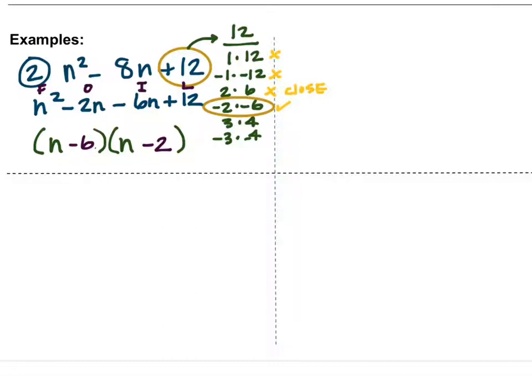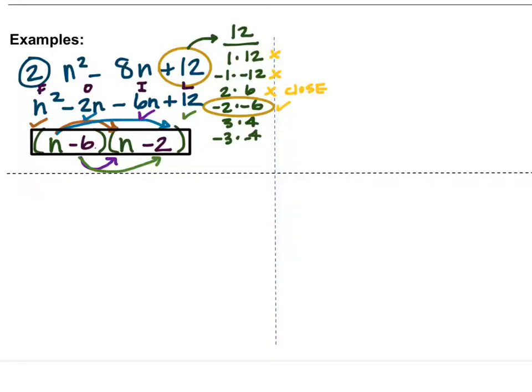Excellent. So at this time we're going to check our work. We've written our factored form. We're going to check it using the FOIL method, so I'm going to multiply the first numbers, the outside numbers, the inside numbers, and the last numbers. I box in my answer of n minus 6 times the binomial n minus 2.